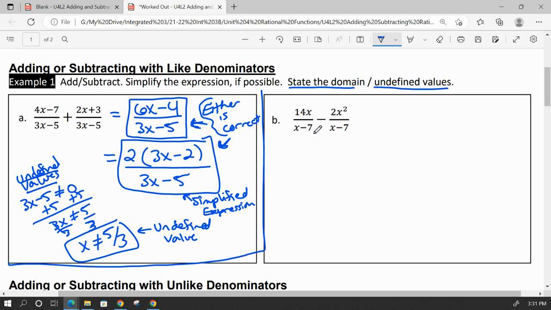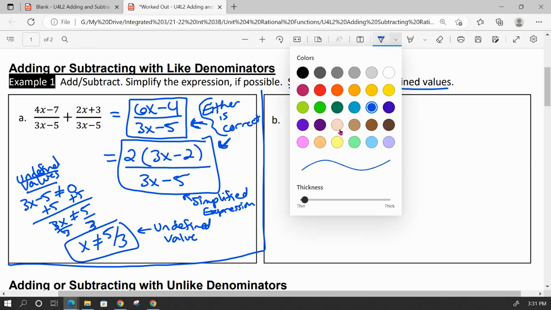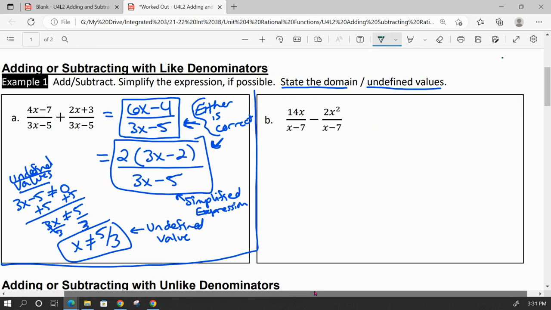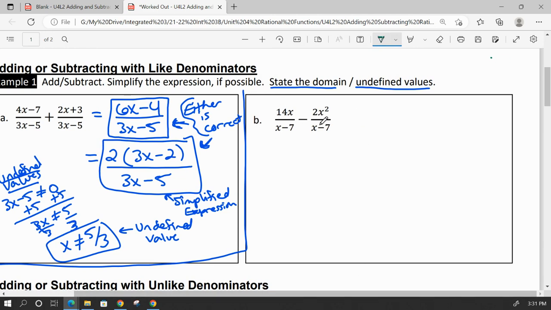Okay, the next example we have is a minus sign. We still have the same denominator, so that makes this problem a little bit easier to start with. But this one is actually going to be a little bit more interesting and a little bit more difficult. There is a problem like this on your assignment, which is why I have to do this example to help you with that. All right, so your denominator is the same, so it's going to stay the same here. There's then to subtract, just rewrite this as 14x minus 2x squared.